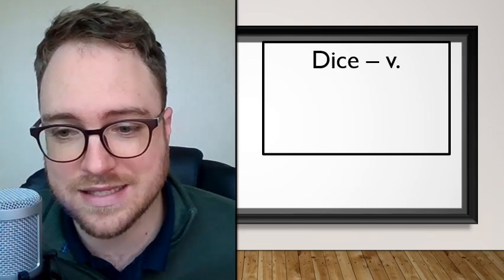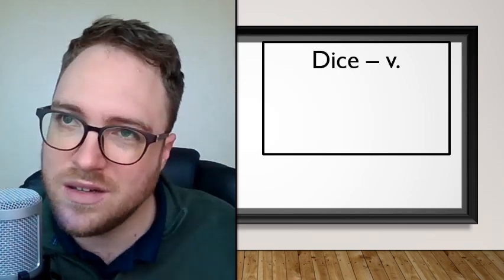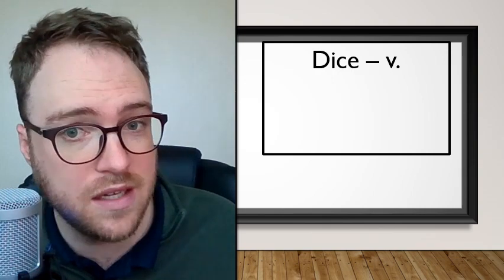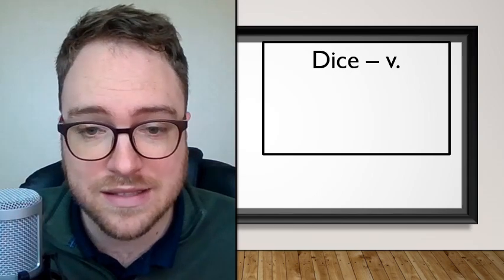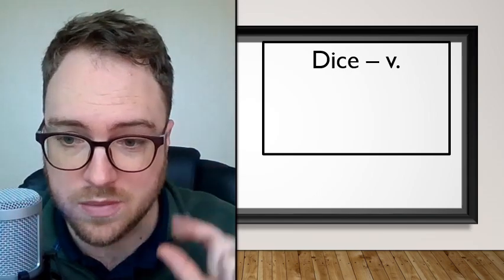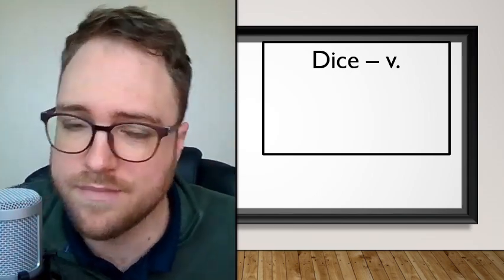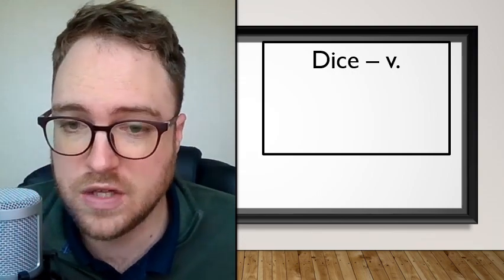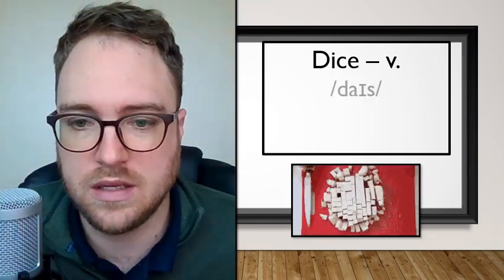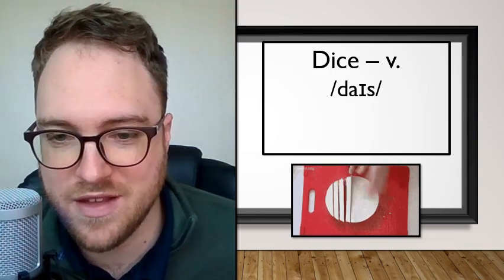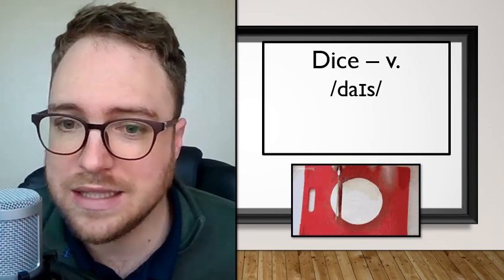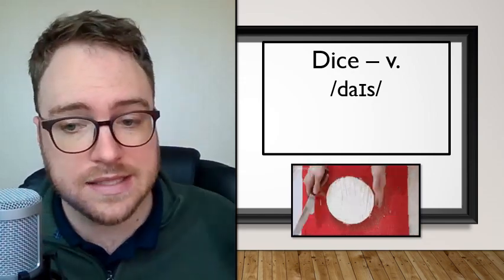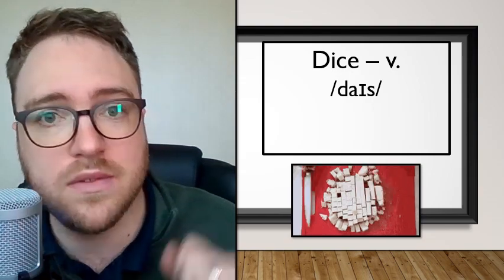All right, let's look at the next word. The next word is dice. It sounds a little bit similar to slice, but this one's different. You also might be thinking of dice, right? The small cubes that you can play games with. No, this is a verb, to dice. If you can see the picture there, you can see that the cutting style is a little bit different than slice.